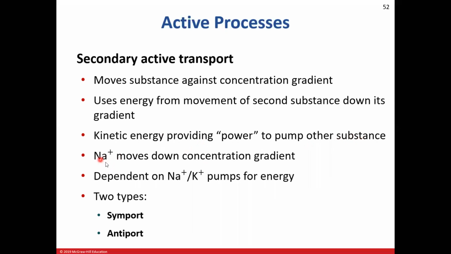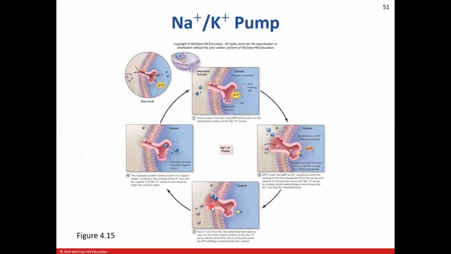And so what we see then is sodium is now moving down its concentration gradient. And so secondary active transport depends on the sodium potassium pumps for energy, okay? So it actually depends on the sodium and the potassium gradients that are provided by that sodium potassium pump. And we have 2 different types. We have symport transport and antiport transport.